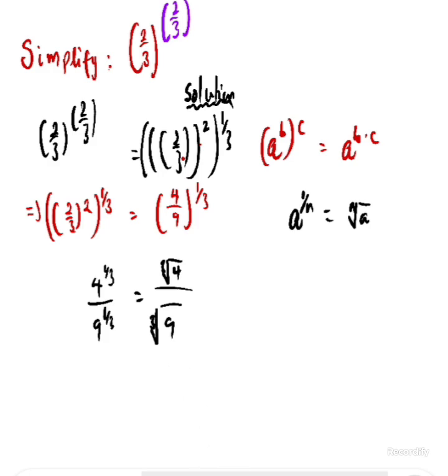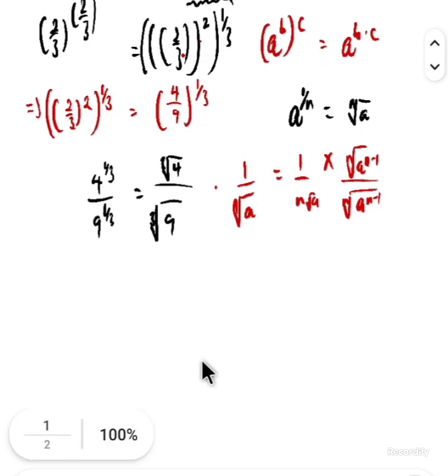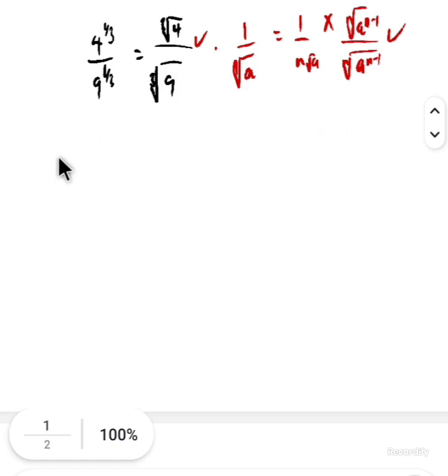And then I'm going to write out a very important rule. If you have 1 over the nth root of a, this will be equal to 1 over the nth root of a, multiplied by the nth root of a raised to the power of n minus 1, over the nth root of a raised to the power of n minus 1. Take note of that. It is very essential and very important. Now let's move on. We're going to apply this particular rule in this problem to make it easy for us to solve.